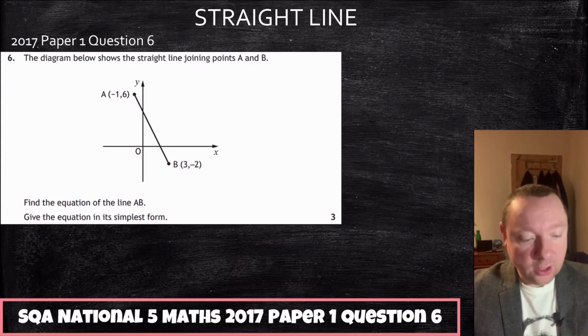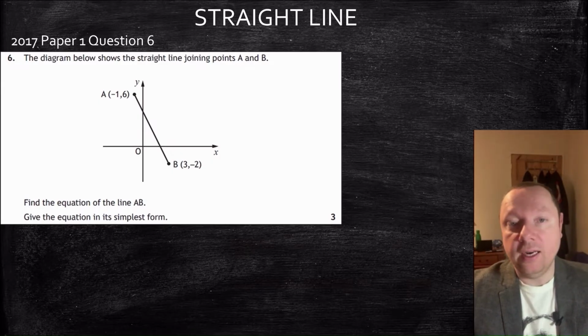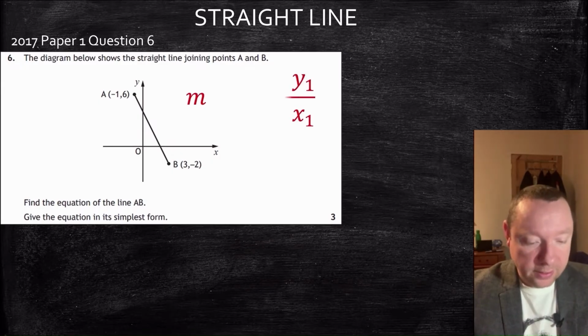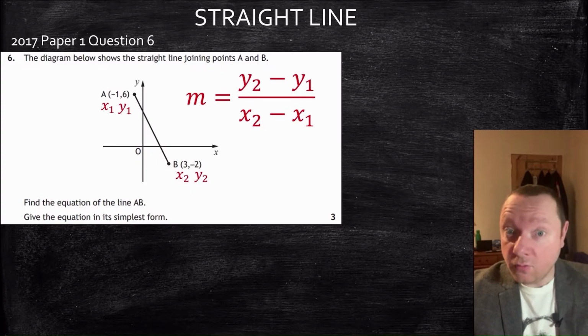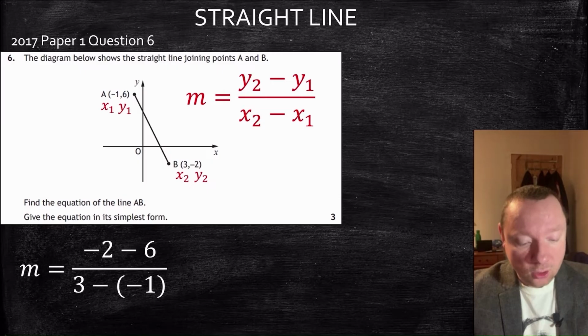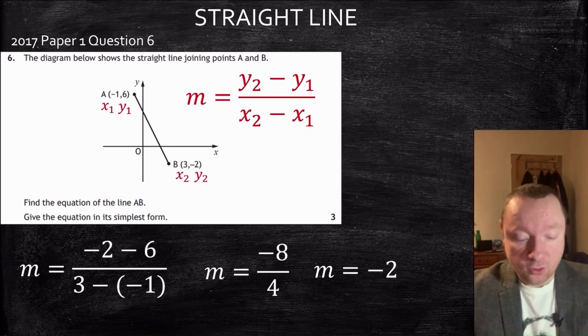2017, paper 1, question 6. The diagram shows a straight line joining the points A and B. Find the equation. So we've been given the straight line, we've got 2 points. Find the gradient first, y2 minus y1 over x2 minus x1. So I'll call my first point x1, y1, and my second point x2, y2. Substituting that in and being careful of the signs, we get minus 2 take away 6 on the top and 3 take away negative 1 on the bottom. So that gives us negative 8 over 4, which is negative 2.